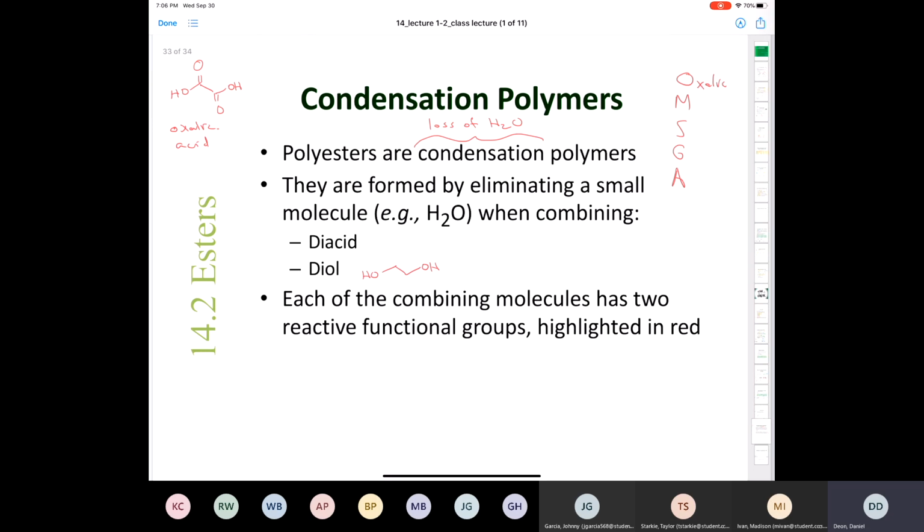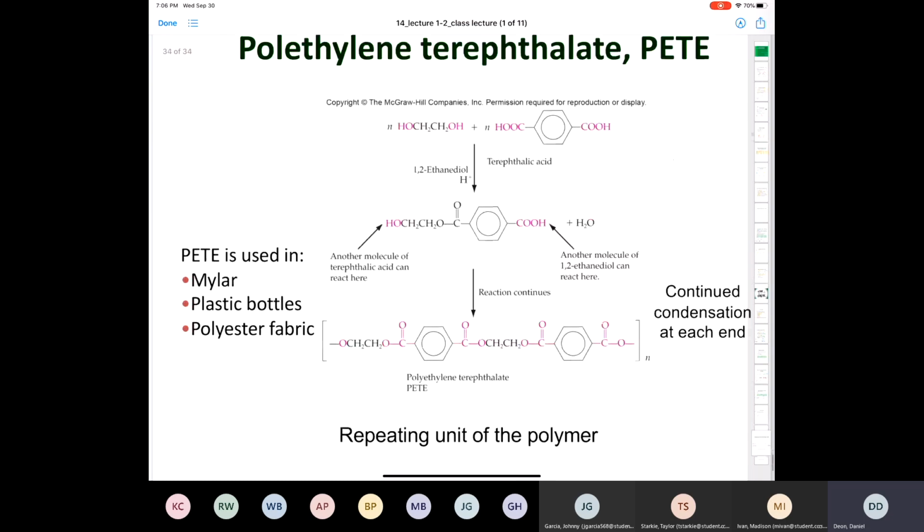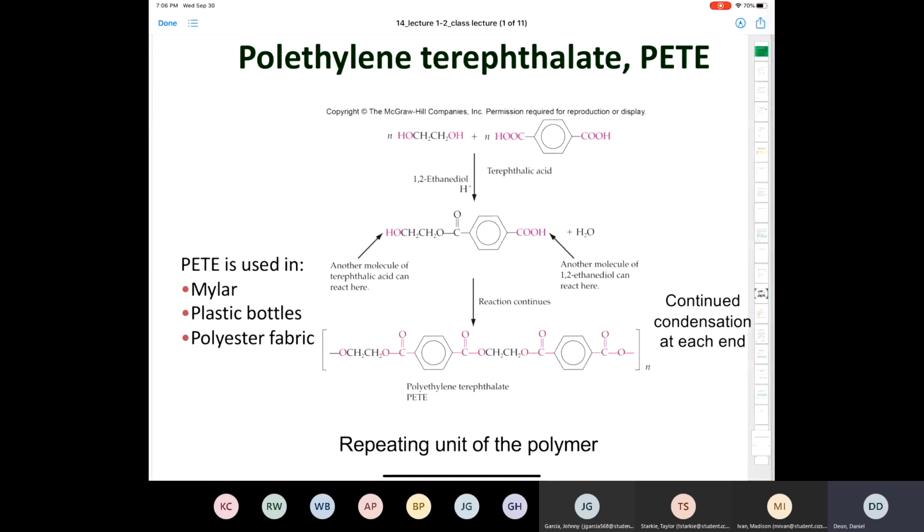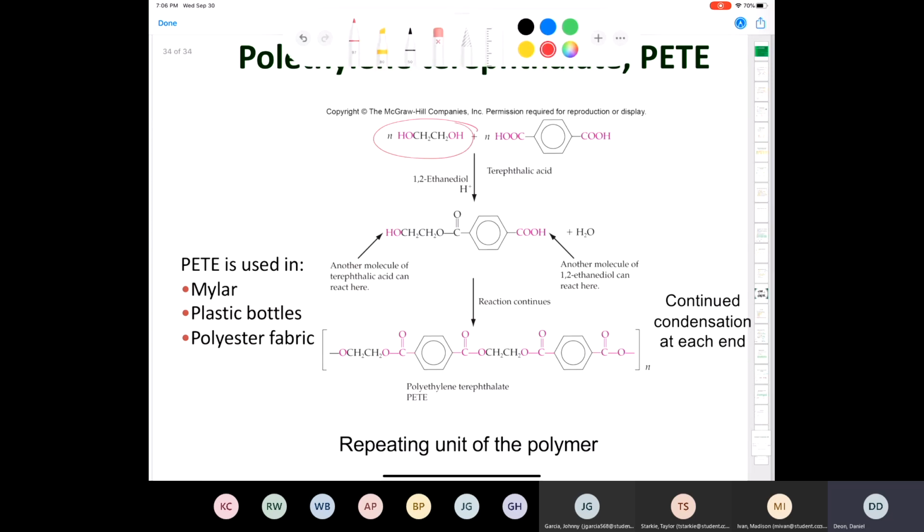Let's take a look at an example of that, which is shown here in the synthesis of this interesting polyester called polyethylene terephthalate. We have our ethylene glycol, the IUPAC name is 1,2-ethane diol, and we have this molecule here, which is a diacid called terephthalic acid. If we were to do an esterification reaction, we're going to end up losing H2O, and then we're going to form an ester between these two.